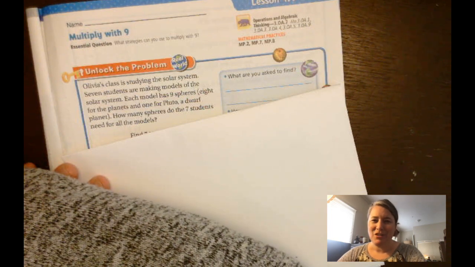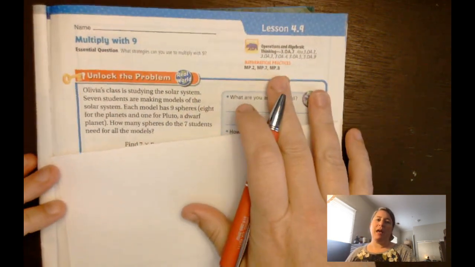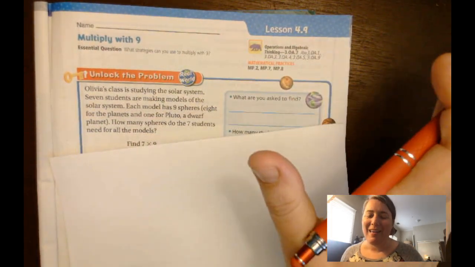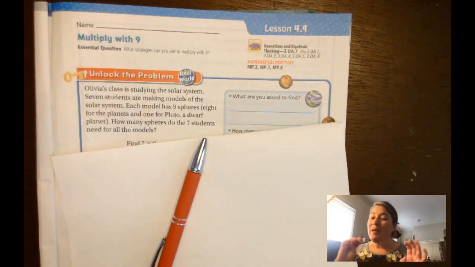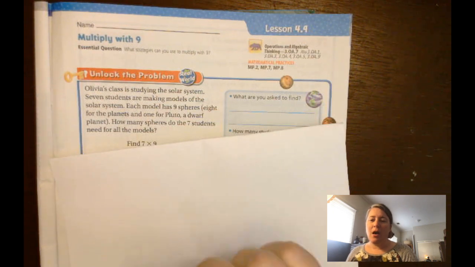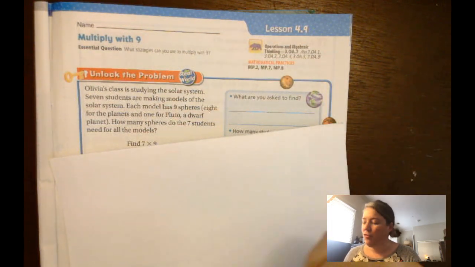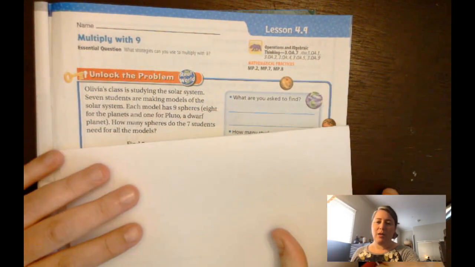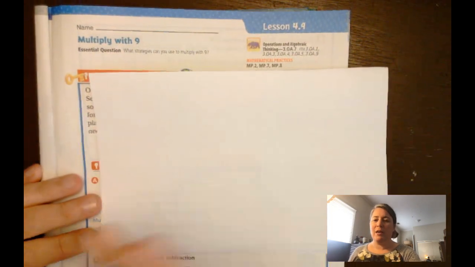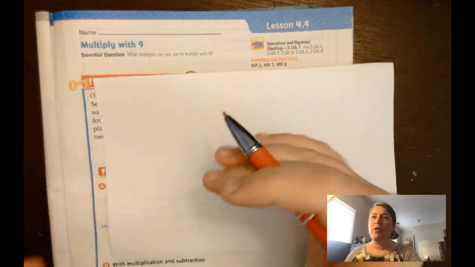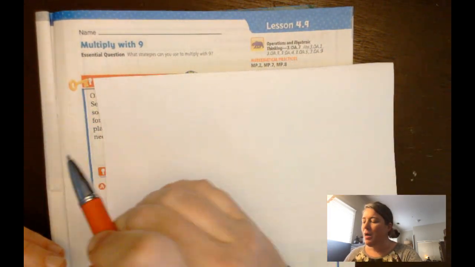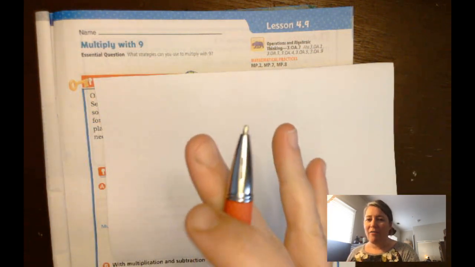Good morning, mathematicians. Today we're going to be looking at multiplying by 9. And some of you know tricks on your fingers and other things, which is great. That's a great strategy. But one of the ones that I like to point out is to know the 9s if you haven't memorized them. I just like to write them out real quick so I have them as a reference.